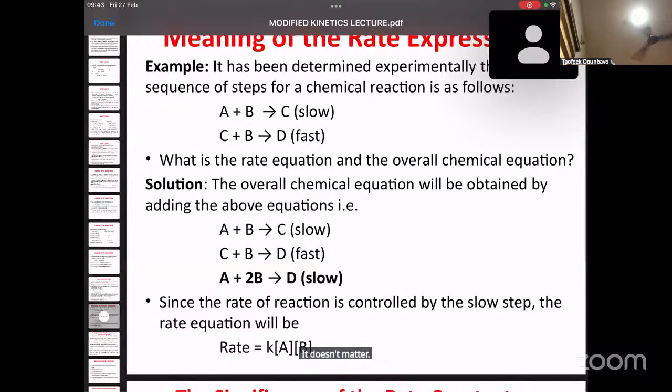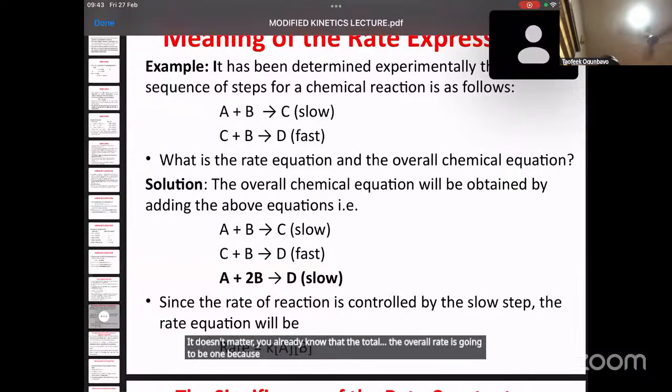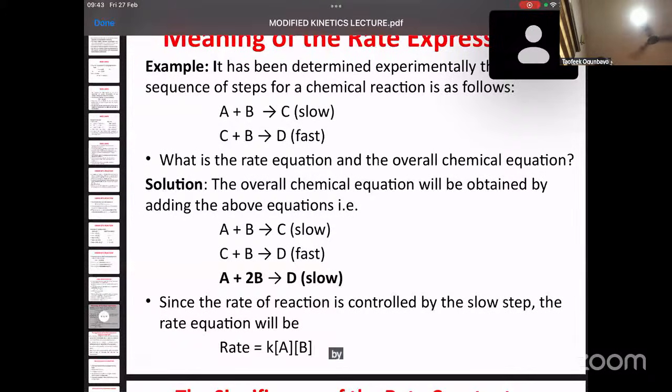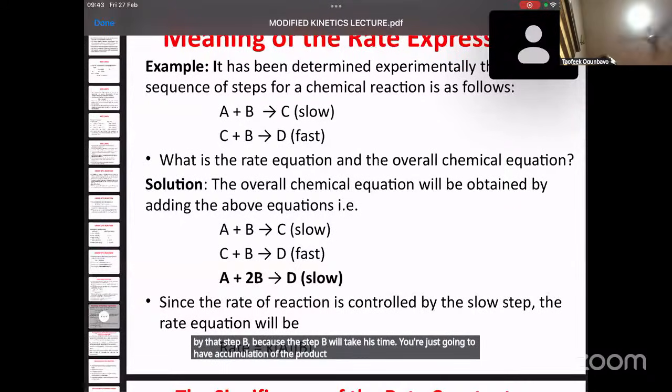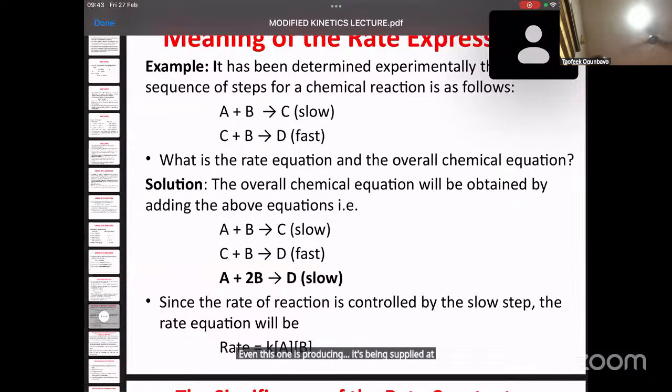You already know that the overall rate is going to be 1. Because when step 2 produces its own, it's going to be slowed down by that step B, because step B will take its time. You're just going to have accumulation of the product from step A. Step A will take its time, will use its own rate of 1. That is what it's going to use, even though this one is being supplied at the rate of 2. It will do its own work at the rate of 1.